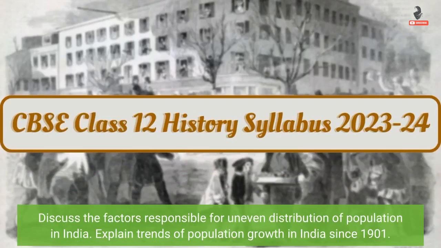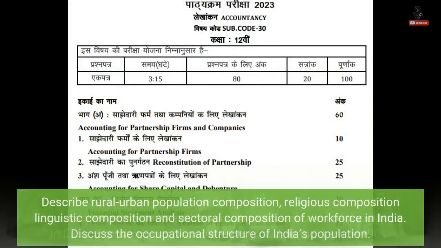Discuss the factors responsible for uneven distribution of population in India. Explain trends of population growth in India since 1901. Describe rural-urban population composition, religious composition, linguistic composition, and sectoral composition of workforce in India. Discuss the occupational structure of India's population.